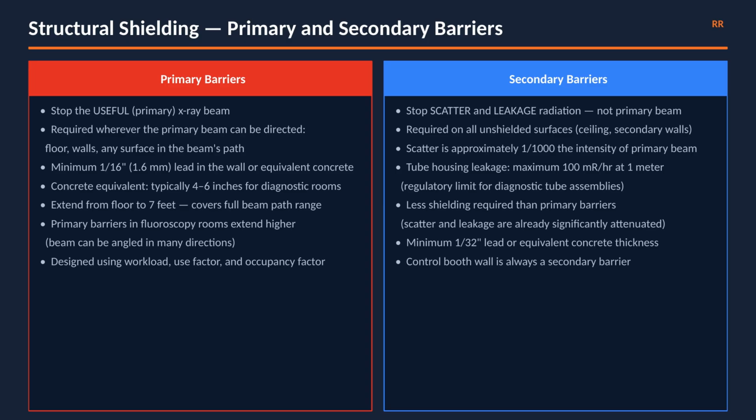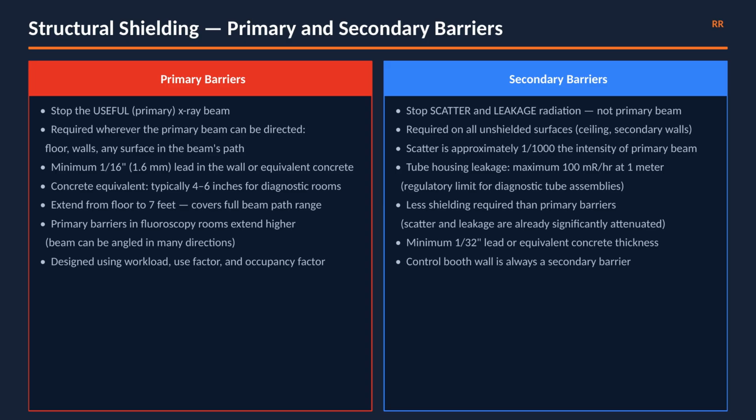Since scatter is approximately 1/1000th the primary beam intensity, secondary barriers require less shielding. Minimum, approximately 1/32-inch lead equivalent. The control booth wall is always a secondary barrier. The leaded glass window, 1.5 to 2.0 millimeters, lead equivalent.